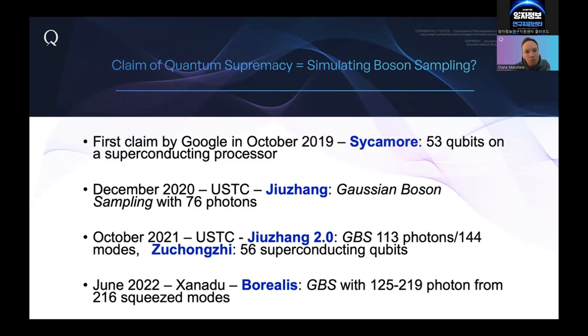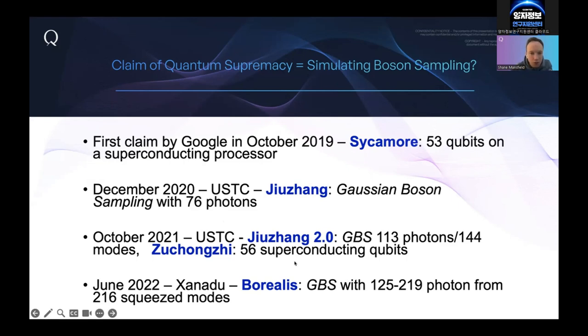They did an experiment with 53 qubits. This was on a superconducting processor, so it's not a photonic experiment. But the task that they implemented was a sampling task. It was very much inspired by this boson sampling problem that I've just been describing. So they came up with a way of translating that boson sampling problem into circuits for superconducting processors. So that was the first one. It was big news. And then we've had several since. There are two of them from USTC in China. These ones concern Gaussian boson sampling. So they are photonic. They don't work with individual photons as we do. They work with laser light, squeezed states of laser light. The first one was the equivalent of 76 photons.